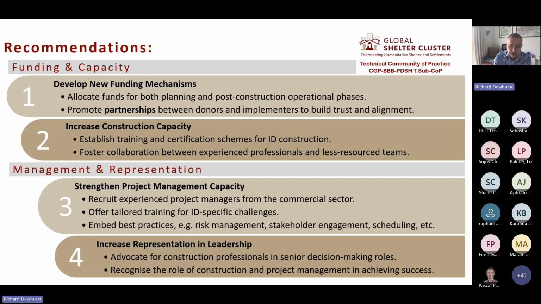So the recommendations come under 3 broad headings. Under funding and capacity, we need to develop new funding mechanisms. The way that the current models work, they don't really allow for any funding for the planning and also the post-construction phases. We need to develop mechanisms to enable that. We need to increase construction capacity through targeted training and organizational collaboration.